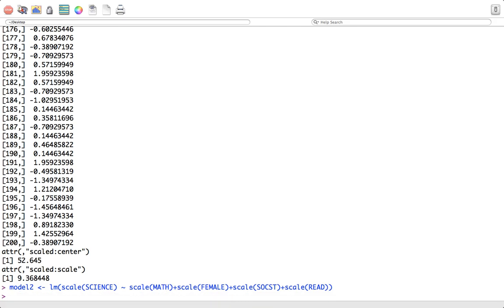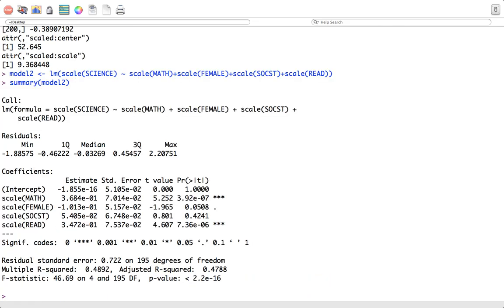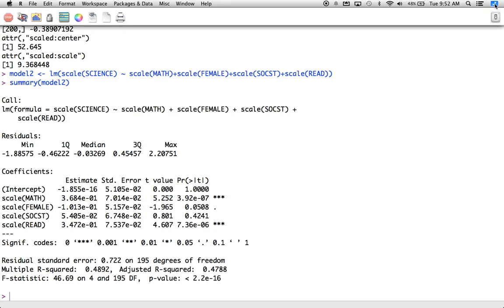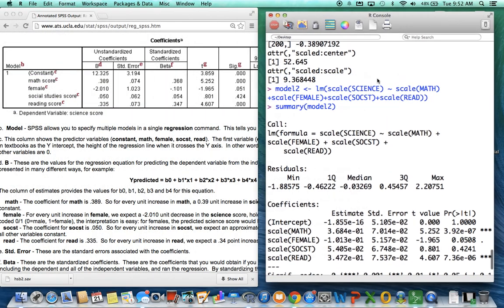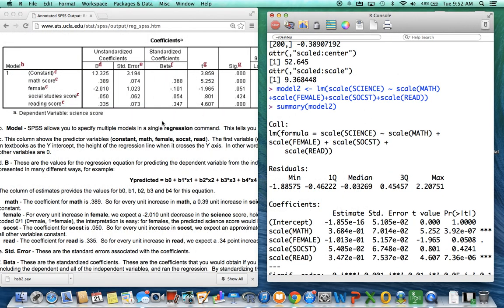And hit enter, do summary of my model, and I get the standardized coefficients. Now, just to show you that those are the same, you can see that we have 3.68 times 10 to the negative 1 power, which is the same thing as 0.368, and so on and so forth. So we get the same values.